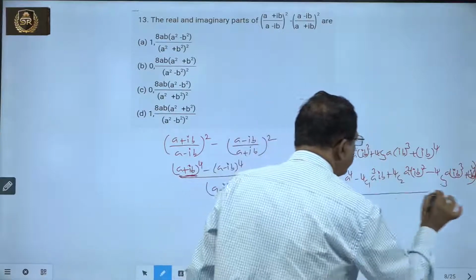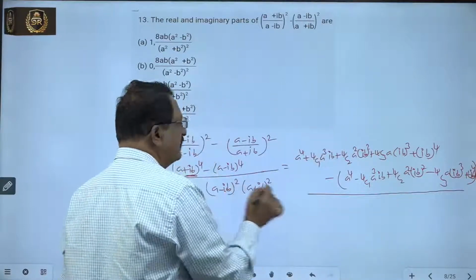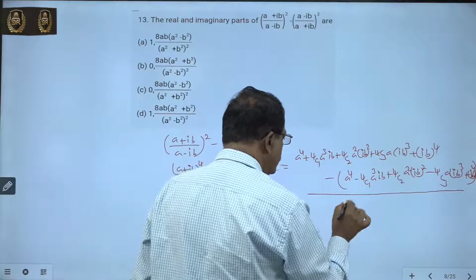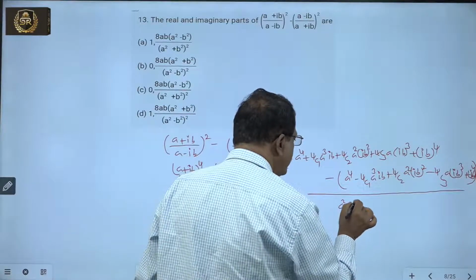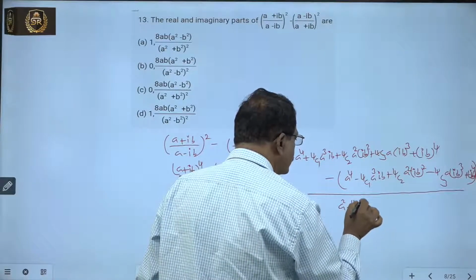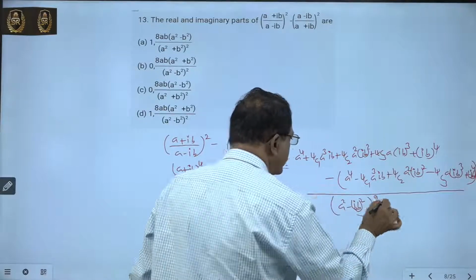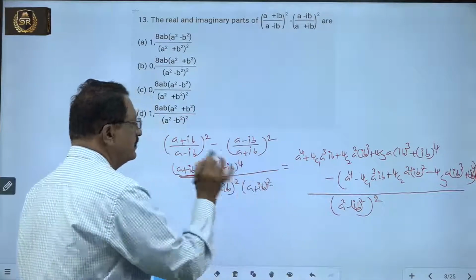The denominator is whole by (a plus ib) into (a minus ib), that is, (a square minus (ib) whole square), because the square is there for both.